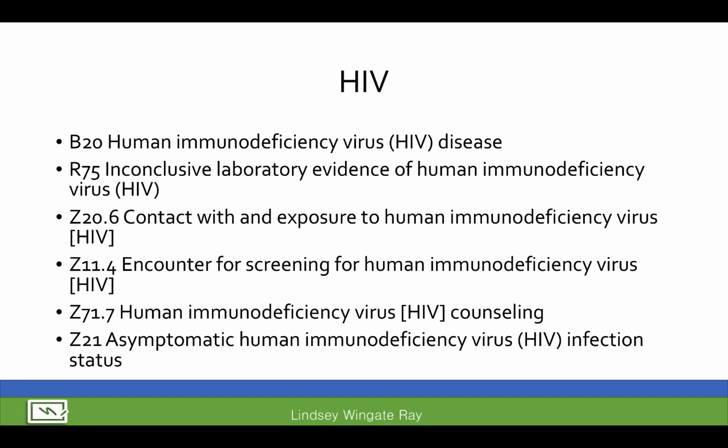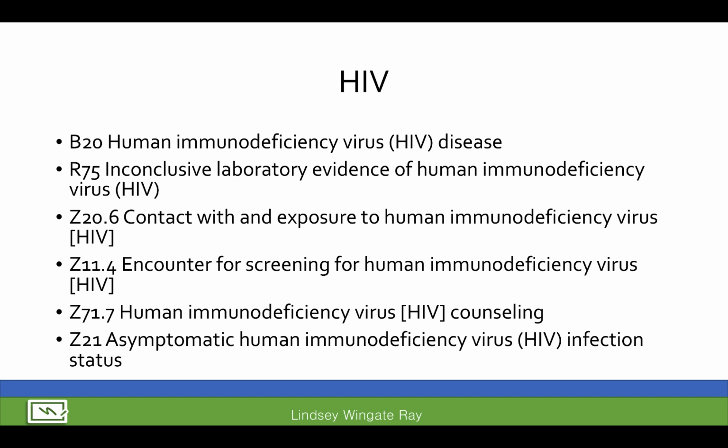Like I said, B20 is for symptomatic HIV patients. R75 is for inconclusive laboratory evidence of human immunodeficiency virus, HIV. Z20.6 is contact with and exposure to HIV. Z11.4 is for encounter for screening for HIV. This would be used if someone's coming in to be tested but does not have a confirmed case. Z71.7 is HIV counseling.